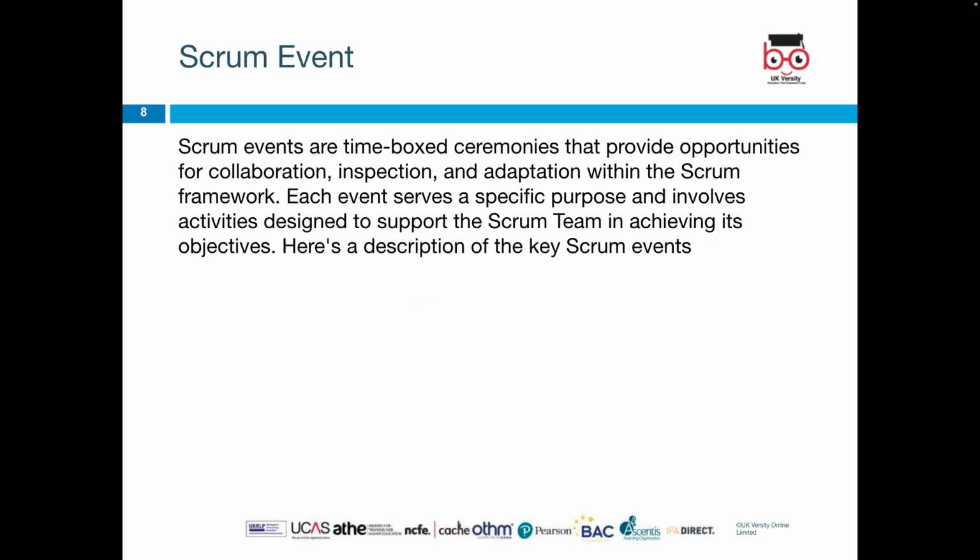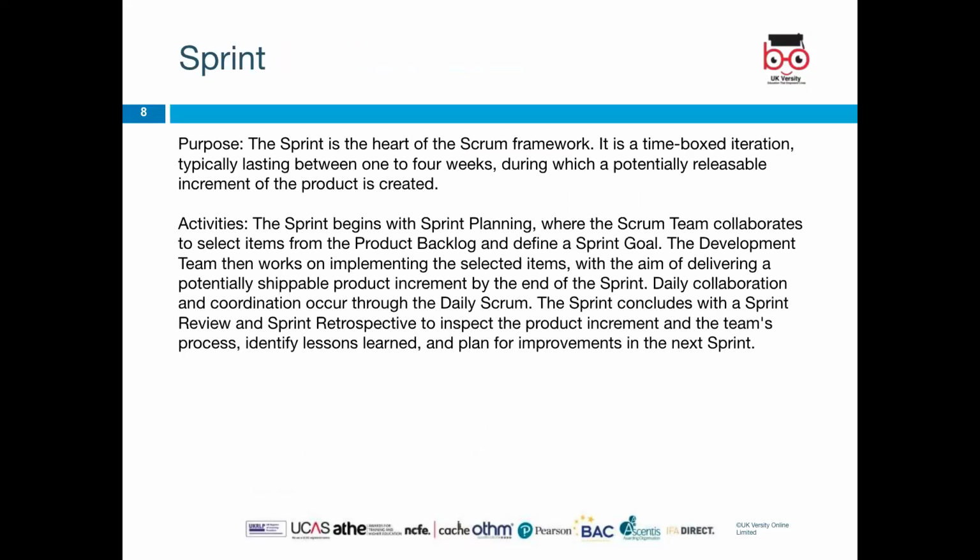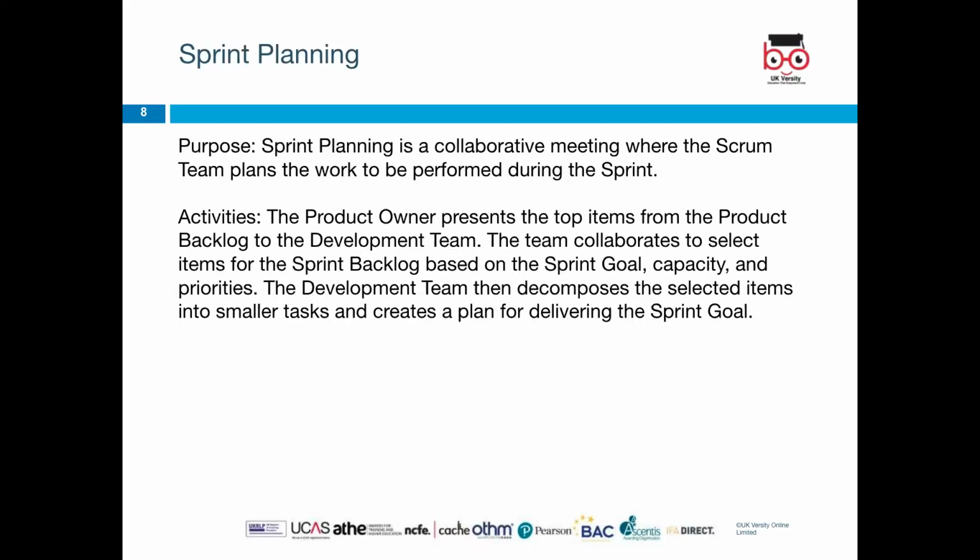Scrum events are time-boxed ceremonies that provide opportunities for collaboration, inspection, and adaptation within the Scrum framework. So what is a sprint? The purpose of a sprint and activities done in a sprint. The sprint is the heart of the Scrum framework. It is a time-boxed iteration, typically lasting between 1 to 4 weeks, during which a potentially releasable increment of the product is created. The sprint begins with sprint planning, where the Scrum team collaborates to select items from the product backlog and defines a sprint goal.